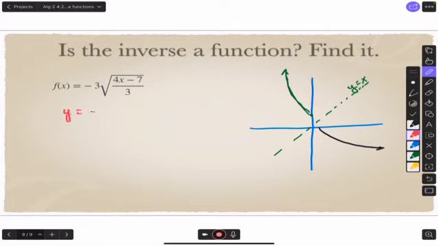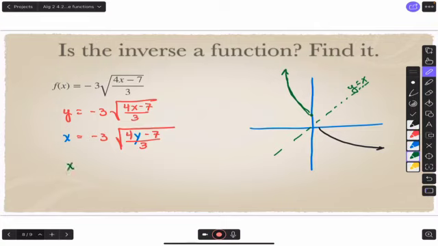y equals -3 times the square root of (4x minus 7) all over 3. Let's exchange our x and y. Just be careful here. You don't change anything else. And now we go about the business of trying to get y by itself. Well, let's undo this multiplication out front first. So we're going to divide by -3. We'll get x over -3.